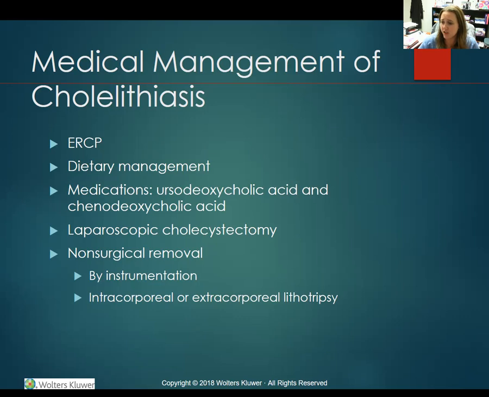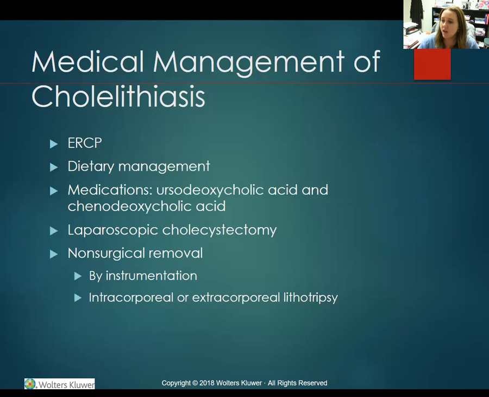Our pharmacological therapy, we can use the ursodeoxycholic acid or the chenodeoxycholic acid. So Actigall or Chenix are those brand names, and those can be used to dissolve small cholesterol stones. And they'll have to be on this therapy for 6 to 12 months for those stones to dissolve, and they'll probably go back in and do more scans and tests to look at them and see how that therapy is working.